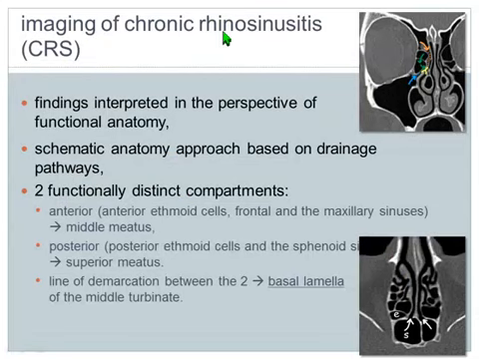In imaging of chronic rhinosinusitis, methodology is number one. You should know which findings should be interpreted from the perspective of functional anatomy. Like we discussed before, if the frontal sinus is blocked, you have to look for the drainage and the path of drainage. The frontal sinus is this, and you are looking from the frontal recess, the orange path. And this schematic anatomic approach is based on two drainage pathways.